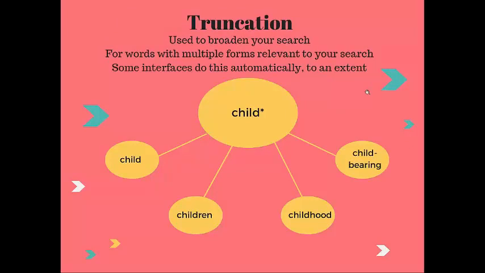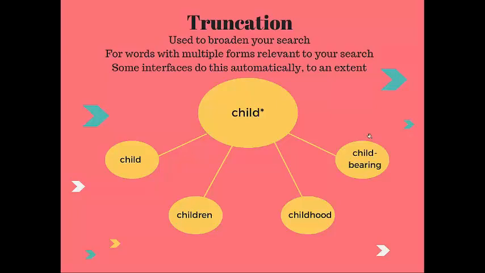Next, we're going to talk about truncation. Truncation is used to broaden your search and is used for words with multiple forms relevant to your search. So what this means is if you use the base word plus a little asterisk, then you're not going to only get back child, but you're going to get back other variants of that word. So in this case, we would also get back children, childhood, and childbearing, because they all have that base word child.